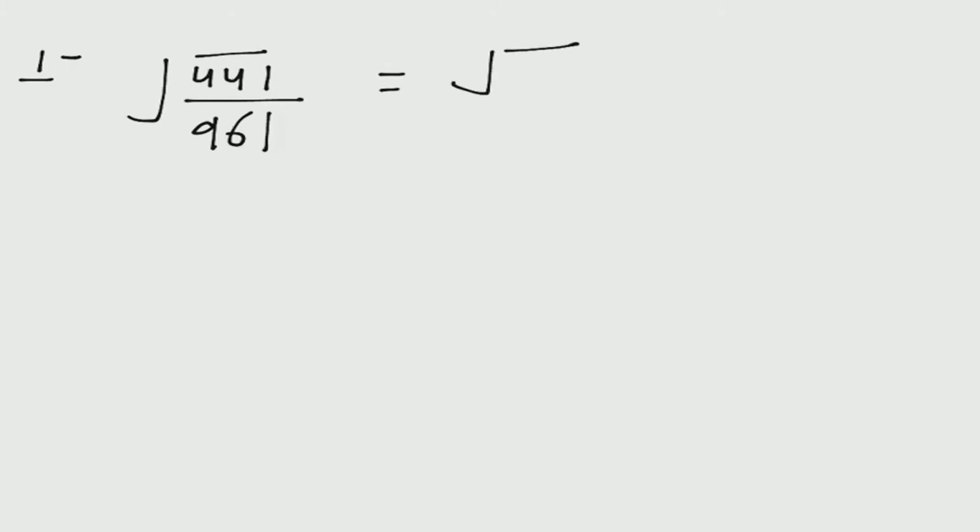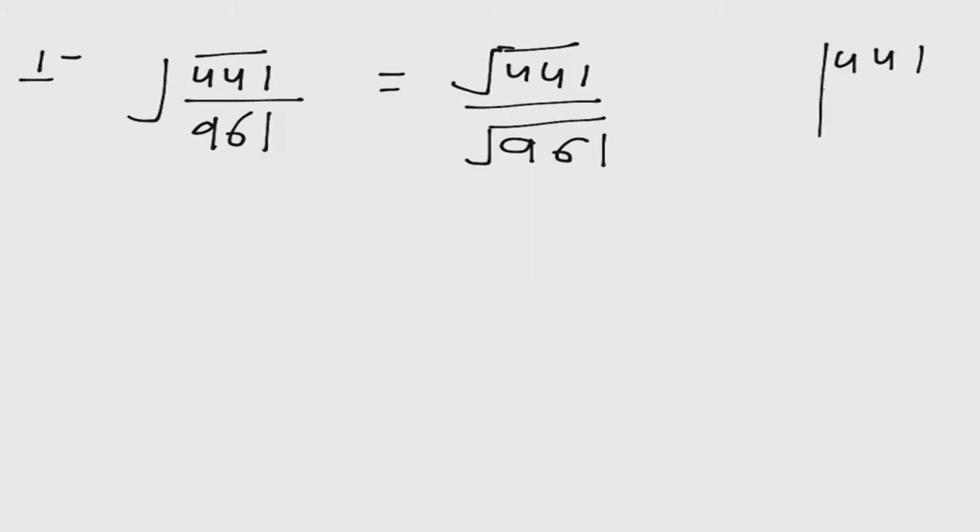So the first example is, here we have to find the square root of 441 divided by 961. So here we will find the square root of 441 and the square root of 961. We can use any method, prime factorization or long division, that we already learned in my previous video. Here I am just explaining one example with the prime factorization method only. Later on you can find the rest.